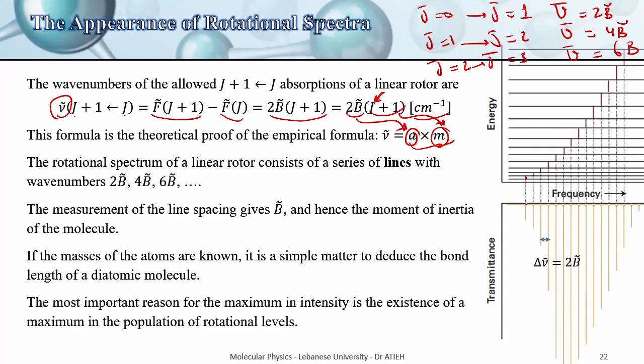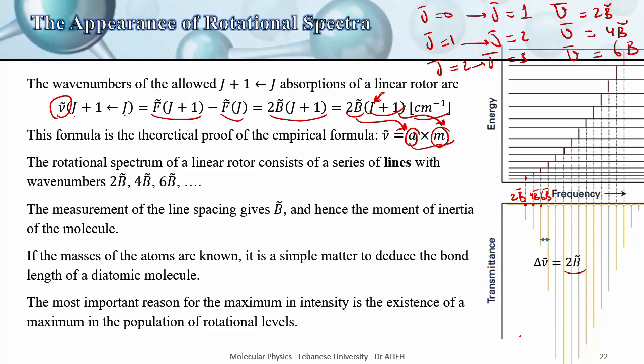It has a wave number 2B bar. The second one has a wave number 4B bar. The second one has 6B bar, etc. We see lines and the spacing between these lines is equal to 2B, where B is the rotational constant.